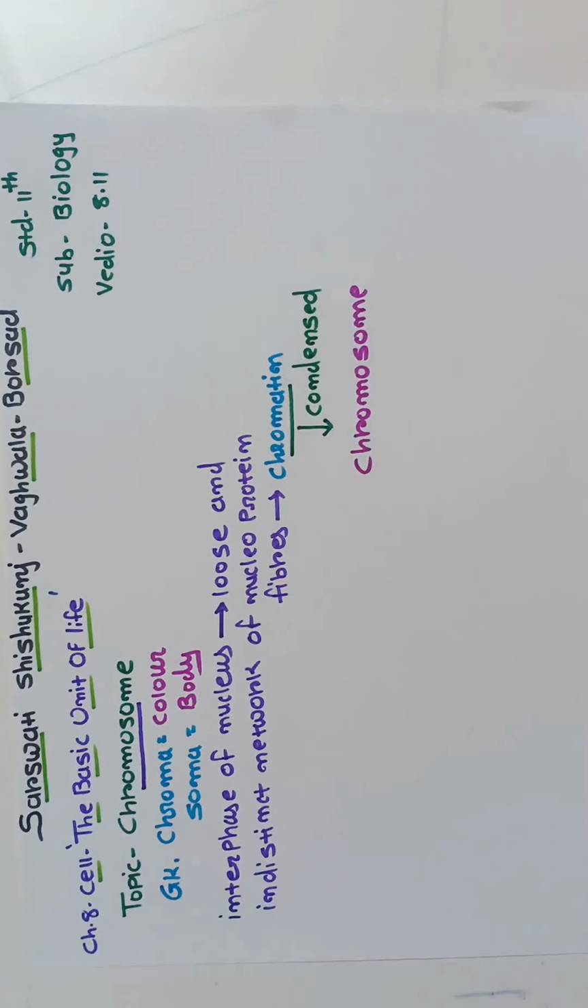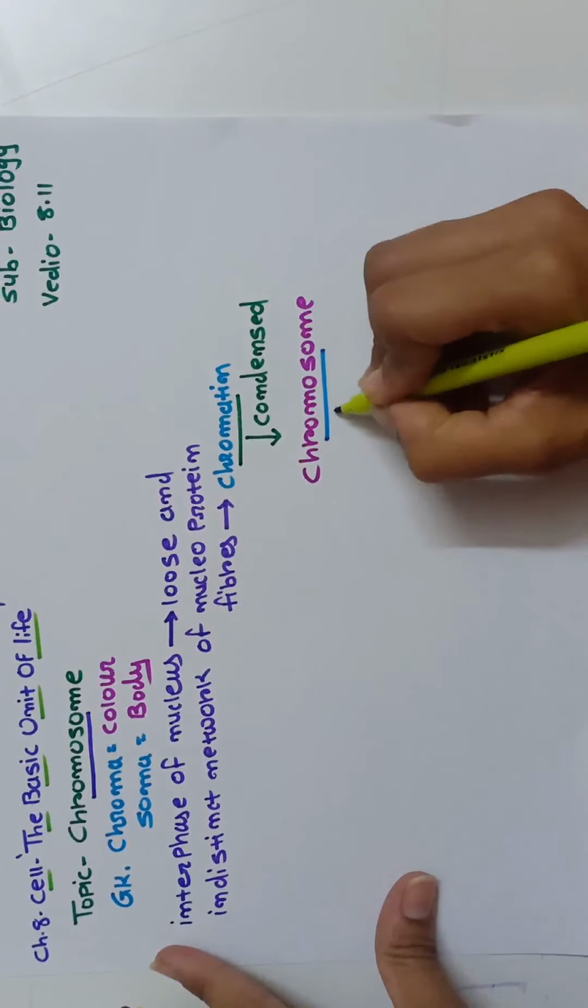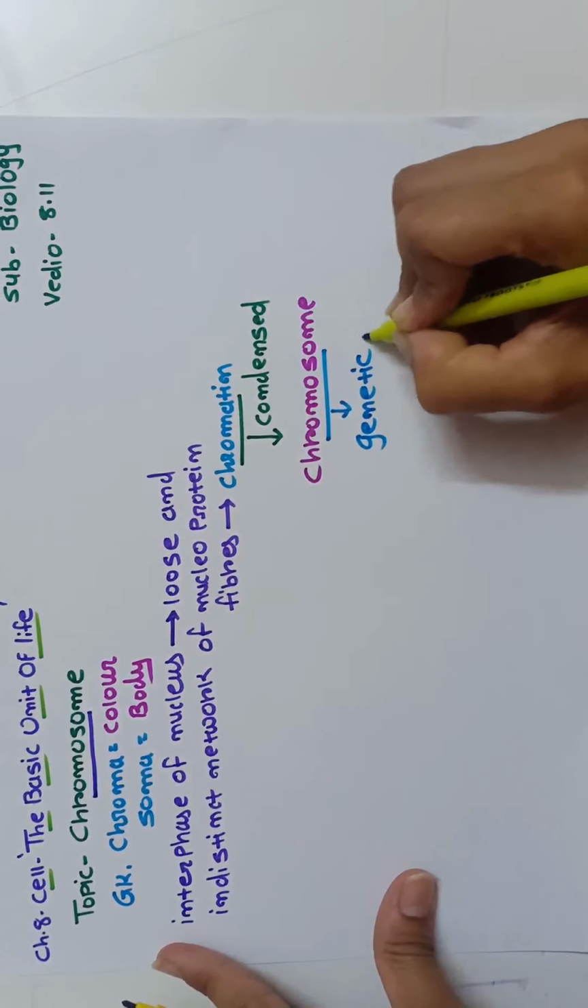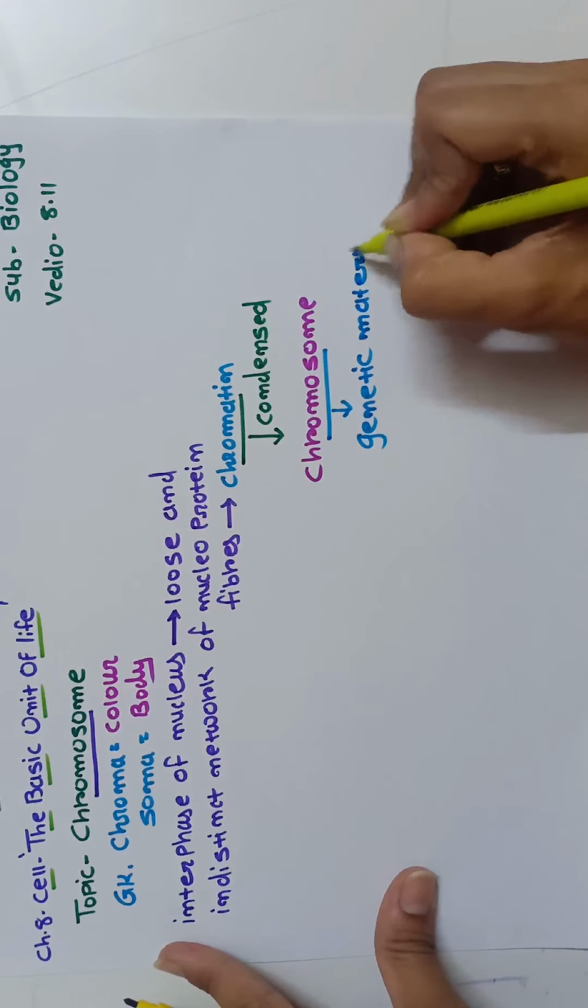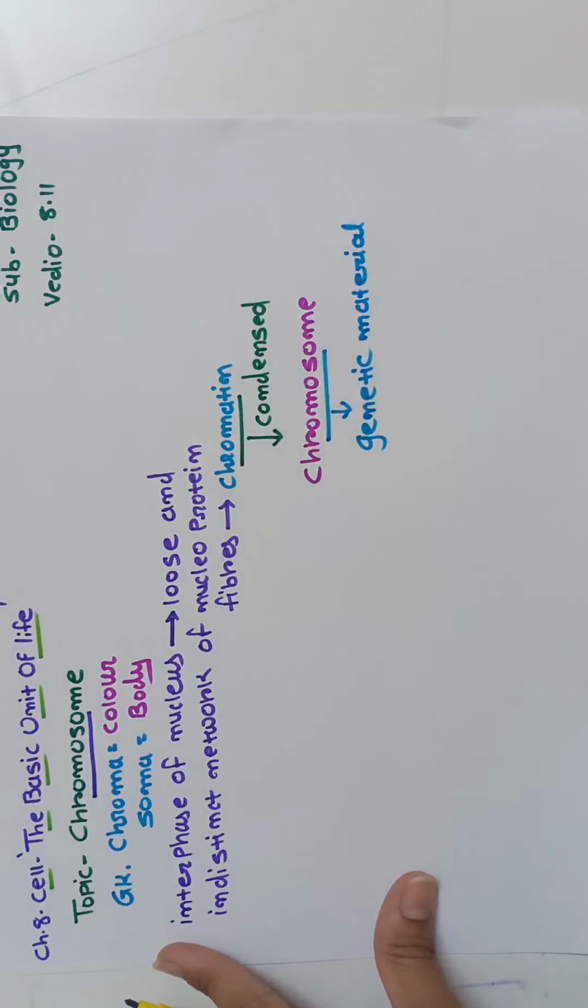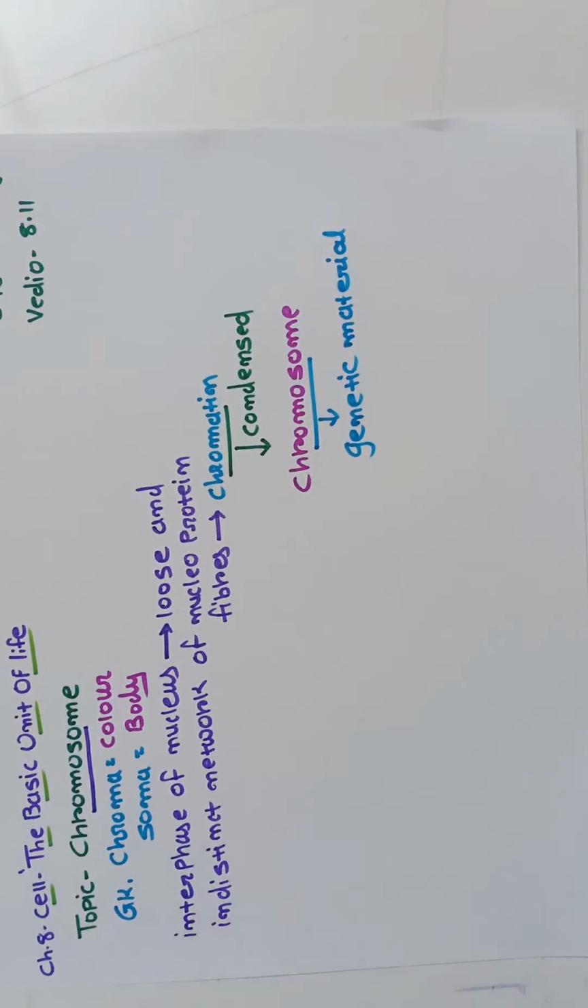Thus, chromosome is a highly condensed form of the chromatin. The chromosomes are meant for the equal distribution of genetic material. Their number is fixed and is the same in all individuals of a species.